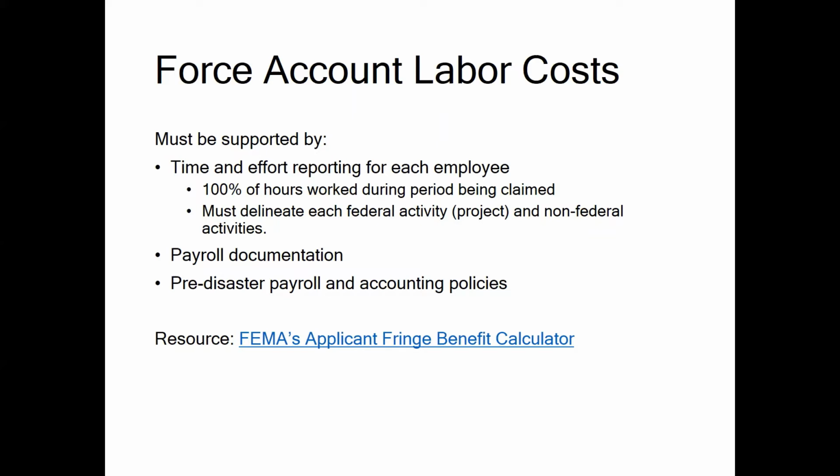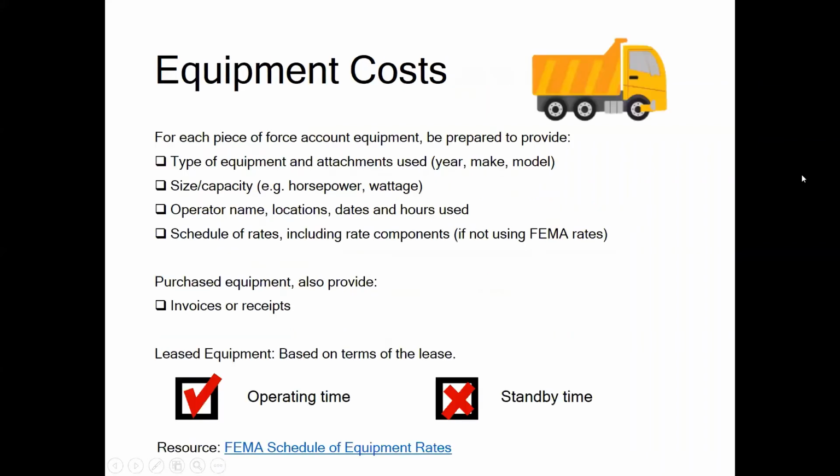Labor costs must be supported by time and effort reporting for each individual. This documentation should include 100% of the hours worked during the period claimed, not just the hours for your PA projects. It should also delineate time spent on each federal and non-federal activity. You'll need to be prepared to provide payroll documentation along with your payroll and accounting policies. Chapter 6 in the PAPPG has additional guidance on force account labor requirements.